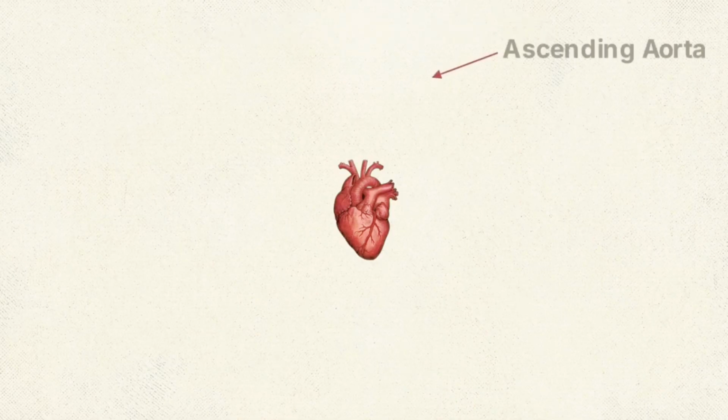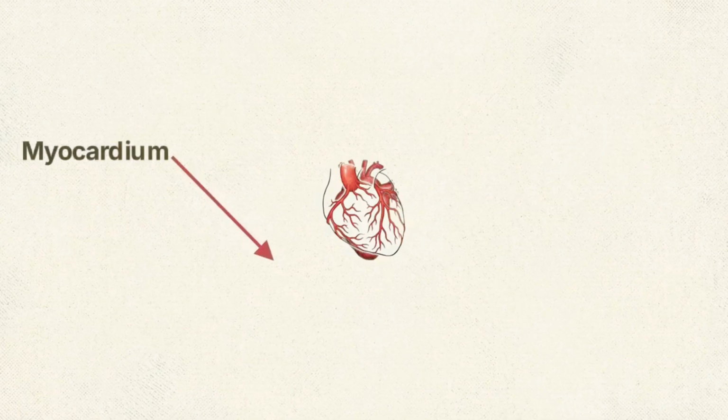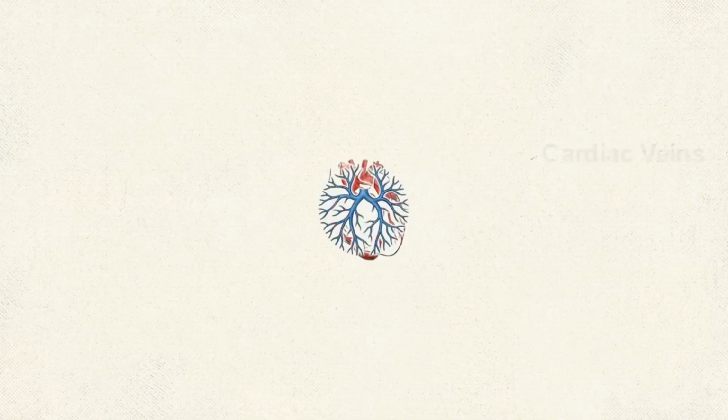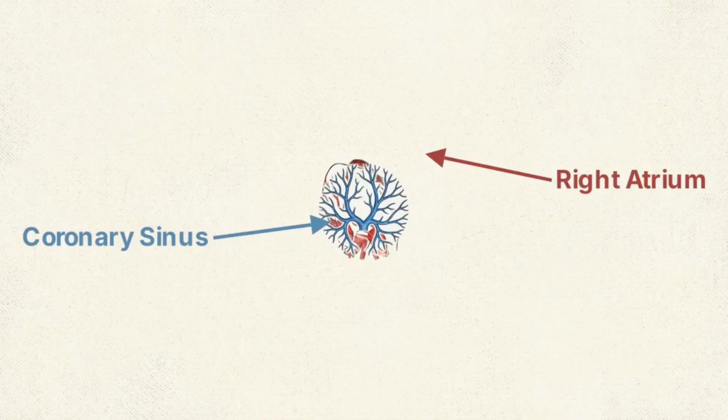The supply originates at the right and left coronary arteries. These branch directly off the ascending aorta to capture freshly oxygenated blood immediately after it leaves the left ventricle. These arteries embed deep into the muscular walls, feeding oxygen and nutrients directly to the contracting cells of the myocardium. Once the oxygen is spent, the post-capillary waste blood enters a system of cardiac or coronary veins for removal. Most of these cardiac veins drain into a large vessel called the coronary sinus, which dumps the depleted blood back into the right atrium to join the normal pulmonary loop.